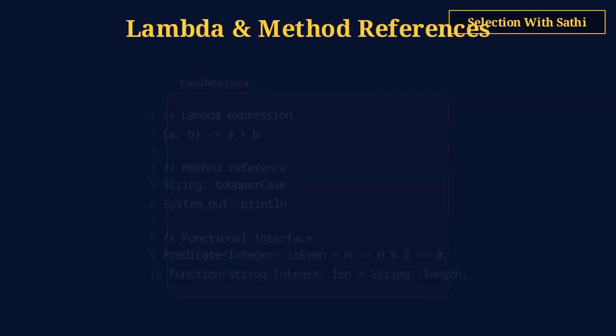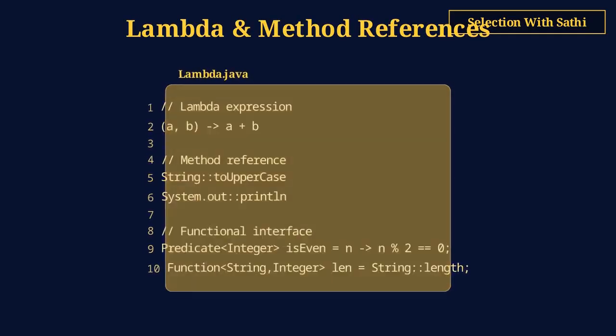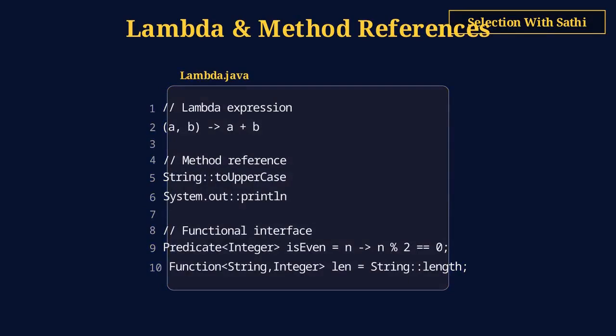Collectors are terminal operations that gather stream results. toList collects into a list, toSet into a set. toMap creates a map from key and value functions. groupingBy groups elements by a classifier function. joining concatenates strings with a delimiter.